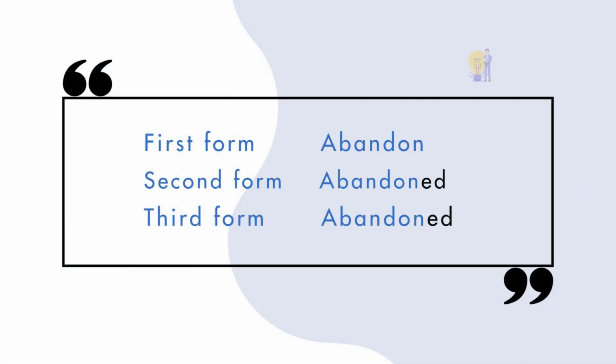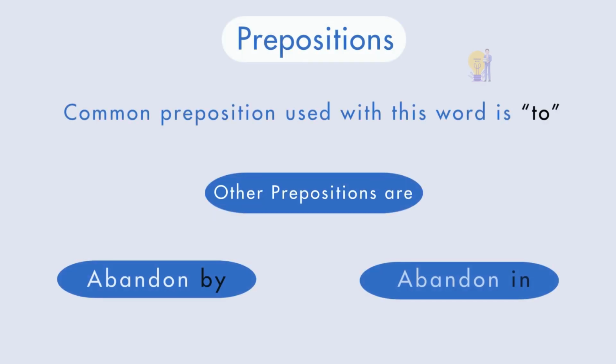The first form is abandon. The second form is abandoned. The third form is abandoned. Common preposition used with this word is to. The other prepositions are abandoned by, abandon in.